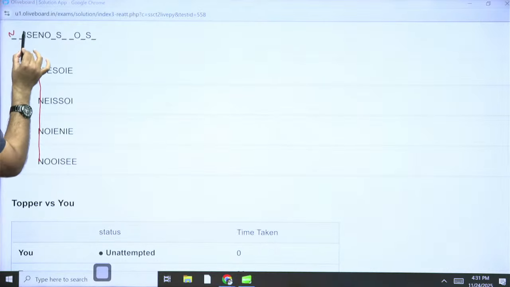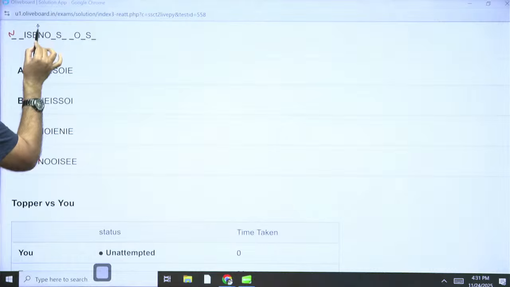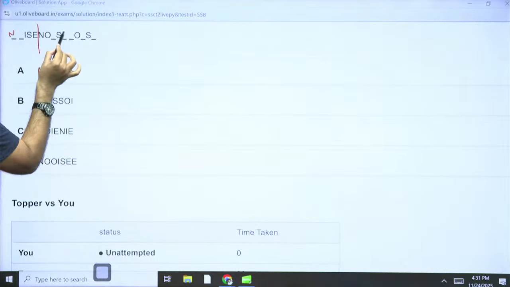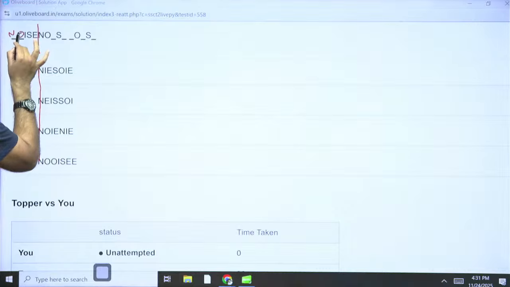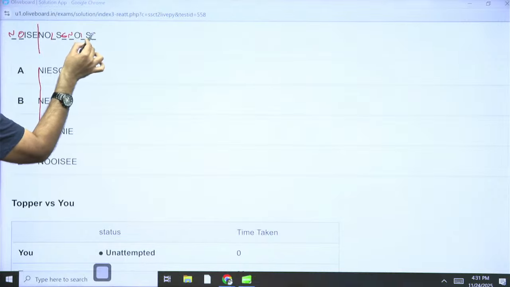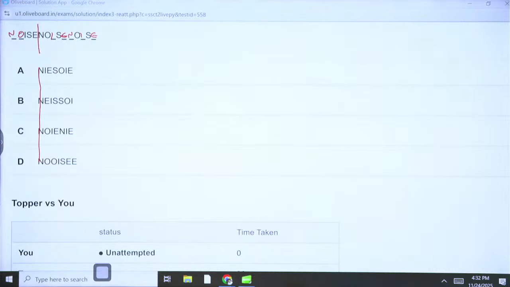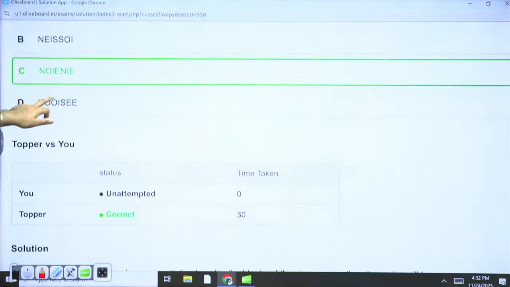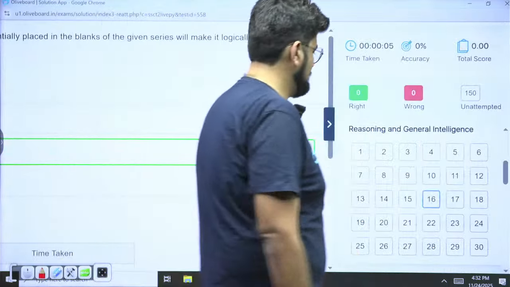N dash I, S, E, N, N, O dash S. Can we do that? So O, I, S, E, N, O. Oh, noise. This is noise. Is that possible? N-O-I-E-N-I-E. Option C is the correct answer. Cool? 30 seconds. Wow. Wonderful.